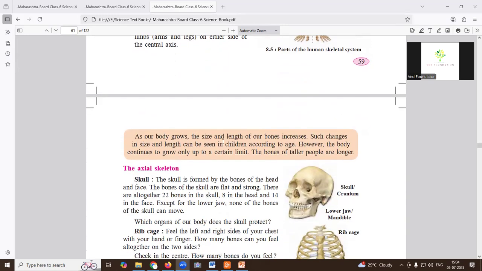As our body grows, size and length of our bone increases. जैसे बॉडी की ग्रोथ होती है, बॉडी की साइज इंक्रीज होती है एंड बोन्स length of bones and size of bone also increases. Such changes in size and length can be seen in children according to age. However, the body continues to grow only up to certain limit. Animals में growth limited होती है and in animals growth takes place up to the certain limit of their age. Then growth stops. The bones of taller people are longer and bones of shorter people are shorter.